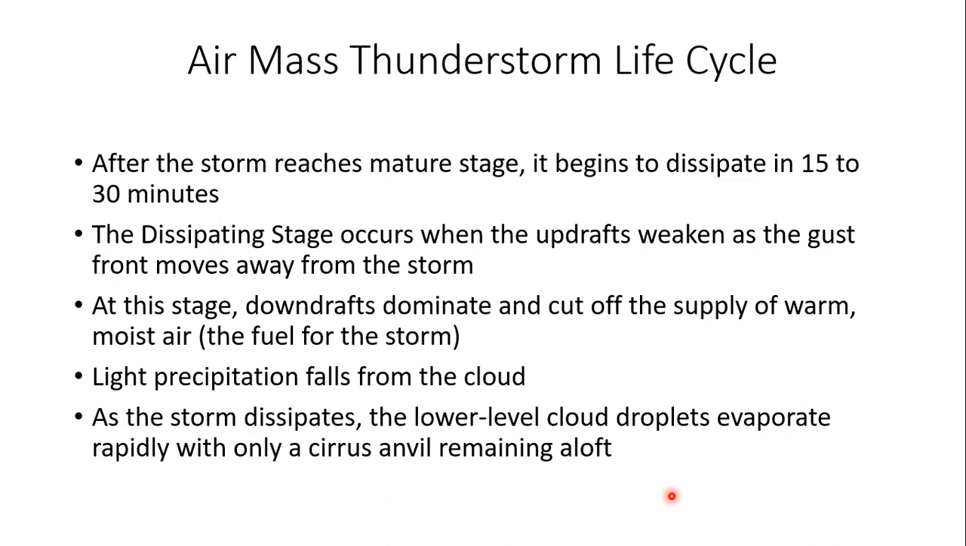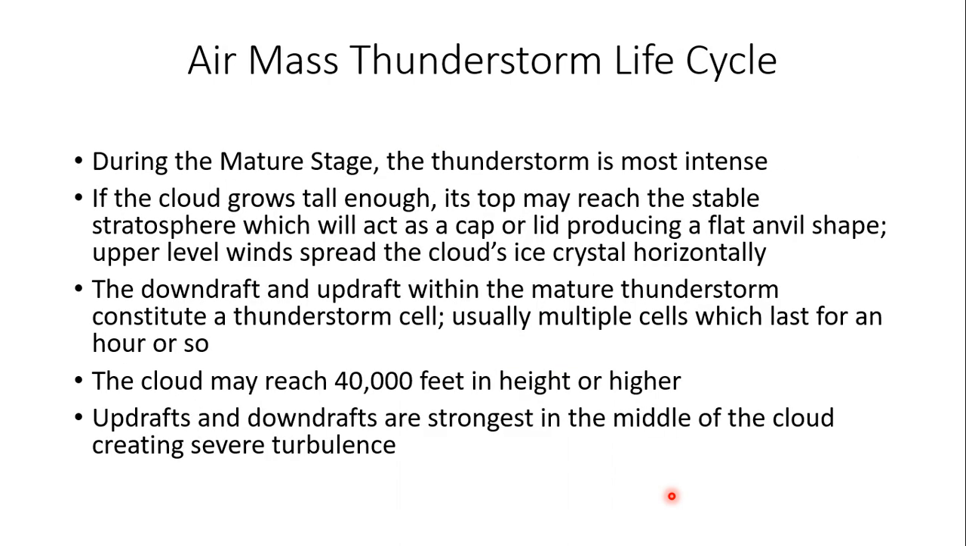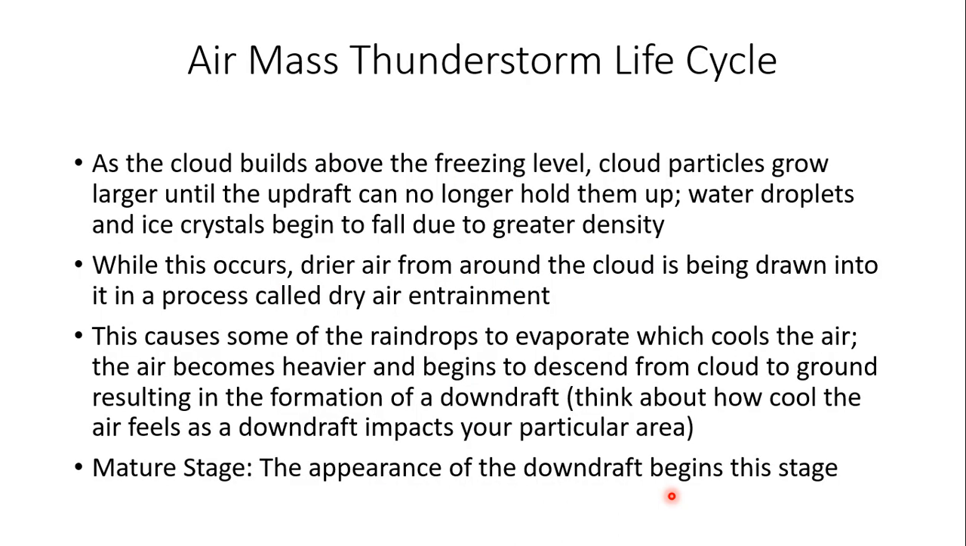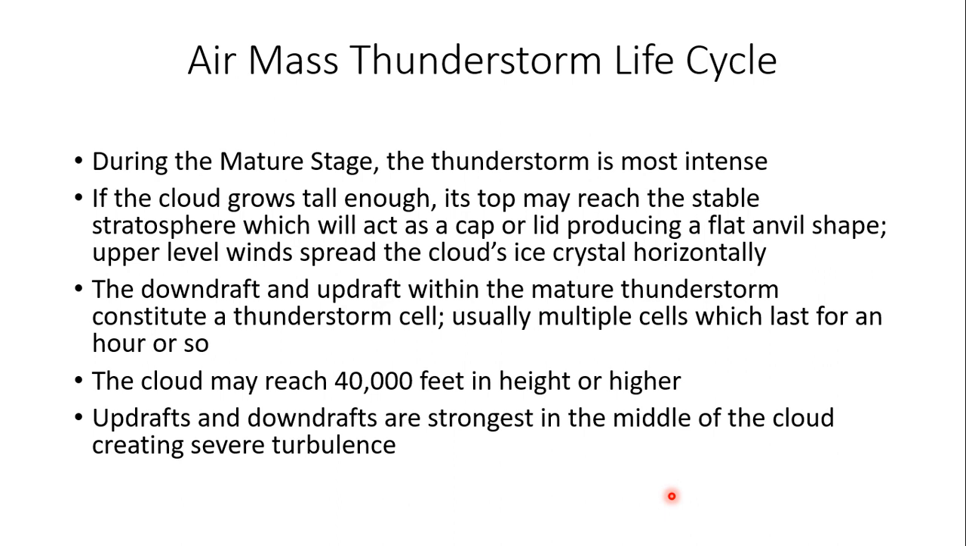Let's talk about some of the main features again in review. The cumulus stage is dominated by updrafts, rising air motions, convective currents. The mature stage, the most intense stage of the thunderstorm, involves both updrafts and downdrafts. And that downdraft and updraft side by side constitutes a thunderstorm cell during the mature stage. And generally, the cloud may reach 40,000 feet in height or higher.